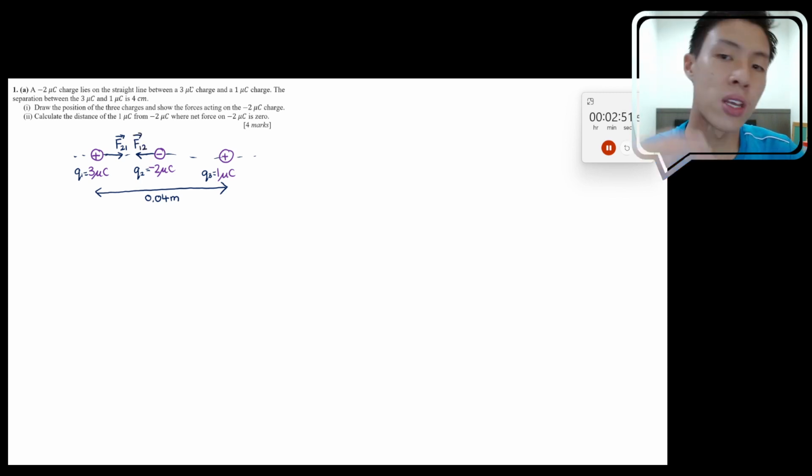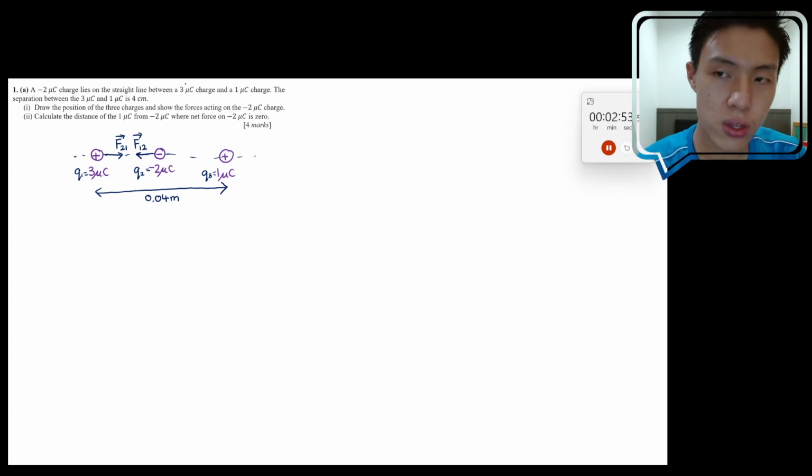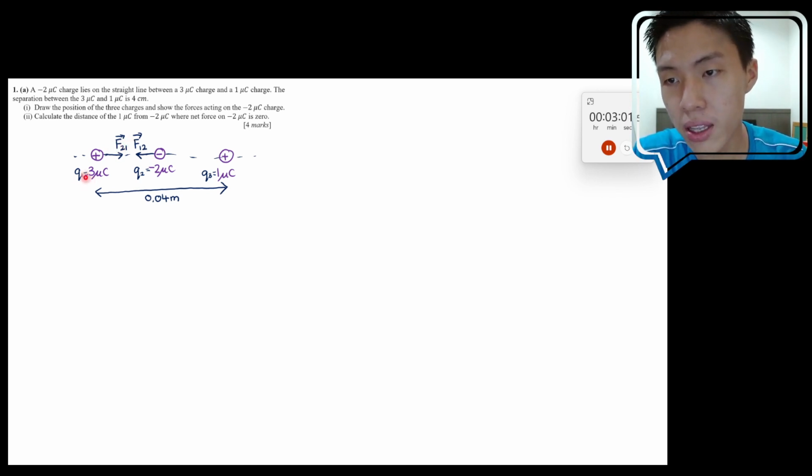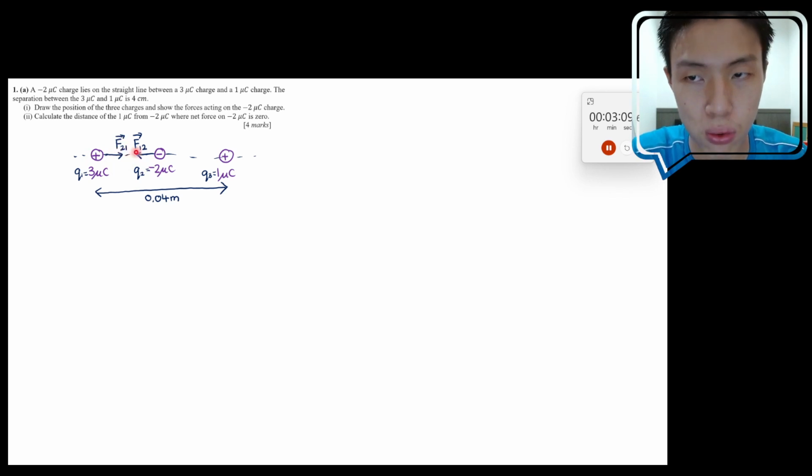Different lecturers and different books do it differently. Some people prefer to use "on" first, then followed by "by". In that case, they will call this "on 1 by 2", because 2 is pulling 1 to the right. Then they can label it as F12. This one, they can label as F on 2 by 1, then they call this F21. It's okay to use both conventions.